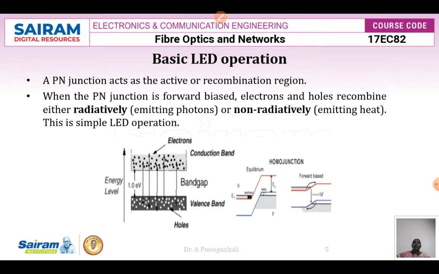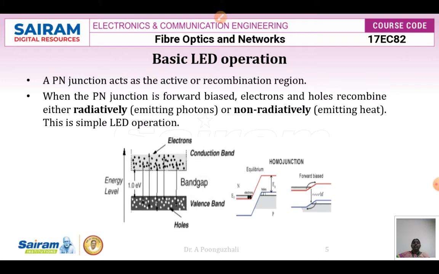So first we will see the basic LED operation. In a basic LED operation, we are going to take a PN junction, where the PN junction is going to act as an active or recombination region. When the P and N materials are joined, the active or recombination region is going to be present at the junction.